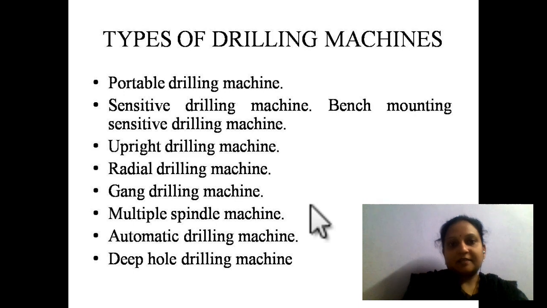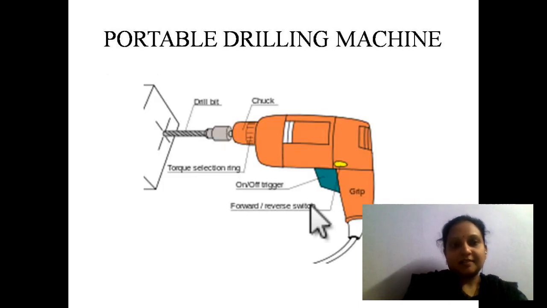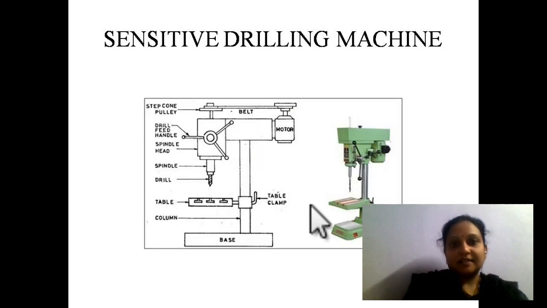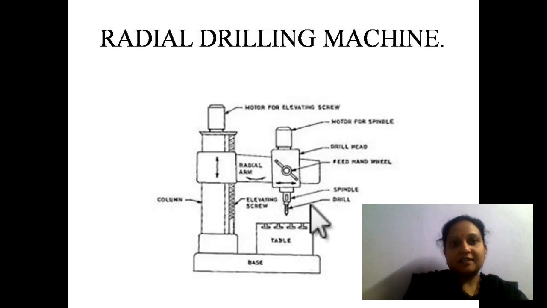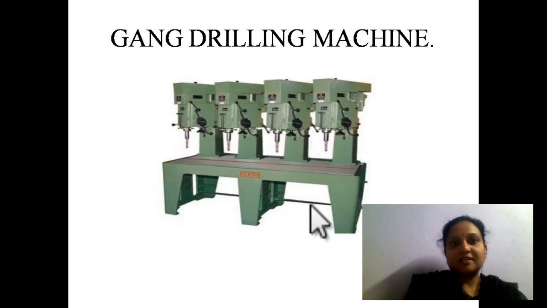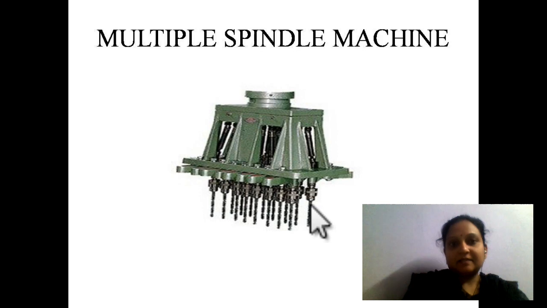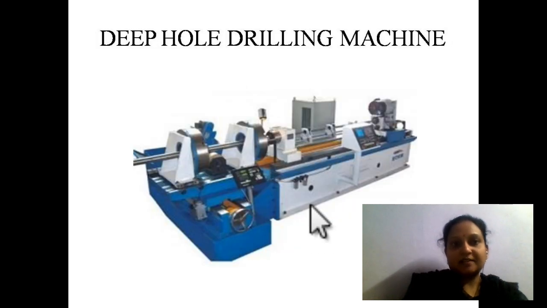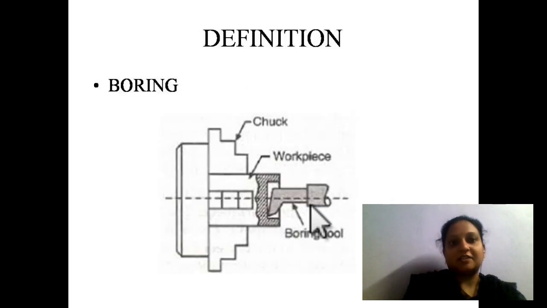Next, we discussed different types of drilling machines like portable drilling machine, sensitive drilling machine, upright drilling machine, radial drilling machine, gang drilling machine, multi-spindle drilling machine, automatic drilling machine, deep hole drilling machine. Next is the boring operation. We discussed the definition of a boring operation: boring is the enlargement of an already existing hole.